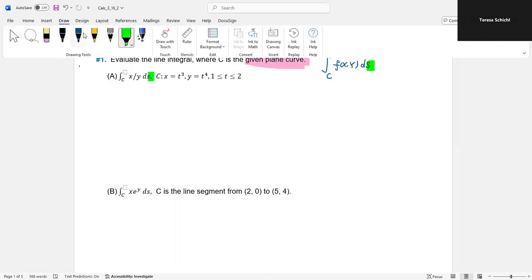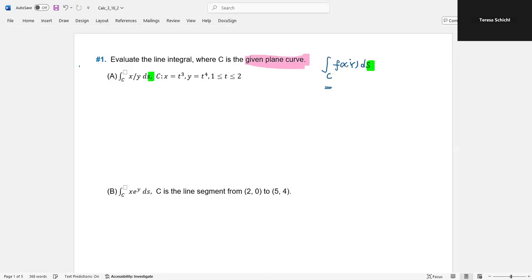We know the formula: you need to find the parametric equation for your curve C. So here we have f of x of t, y of t. We replace with the parametric equations, and then we have dx over dt squared plus dy over dt squared, square rooted, times dt. Then this changes to the range of t.